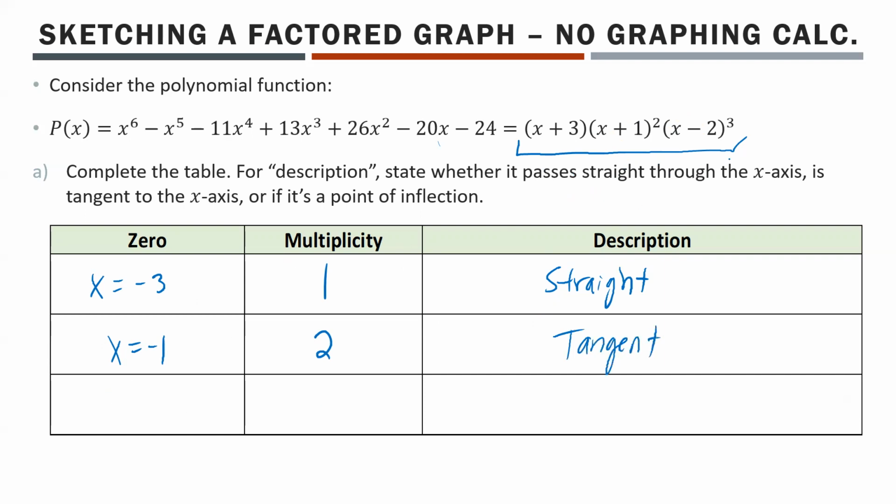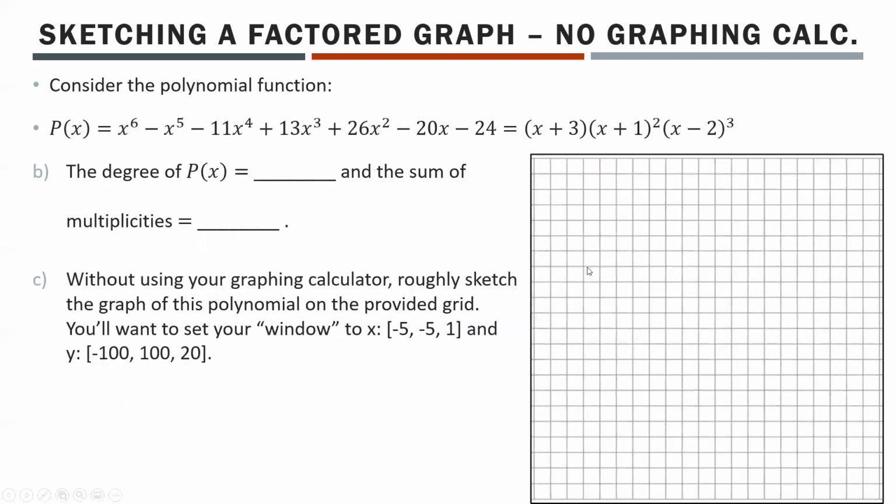As for the last one, we have x is equal to +2. That would be our last zero here, and that one has a multiplicity of 3. And if something has a multiplicity of 3 or any other odd number bigger than 2, it's going to be a point of inflection. So you might see where we're going with this. We've broken down what these zeros are, what their multiplicities are, as well as what a description is for what each of these zeros look like.